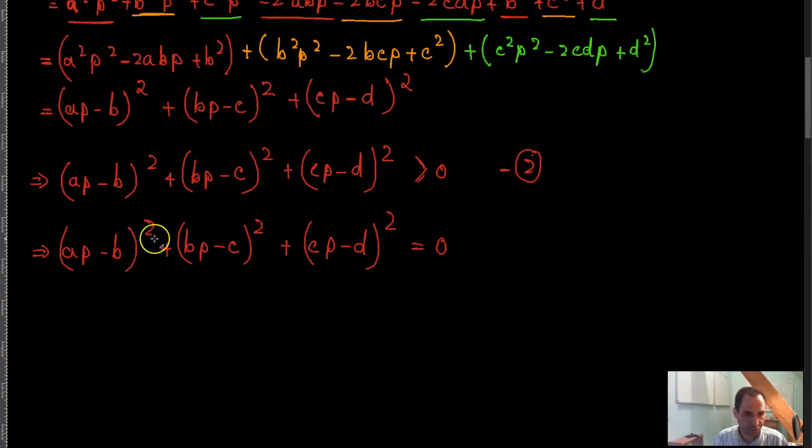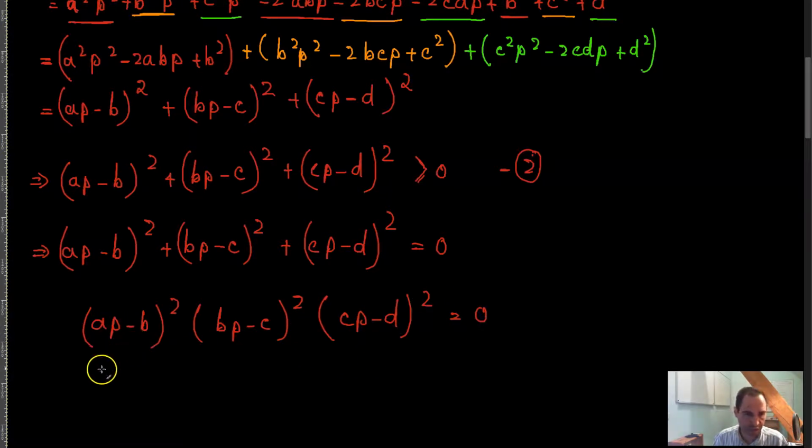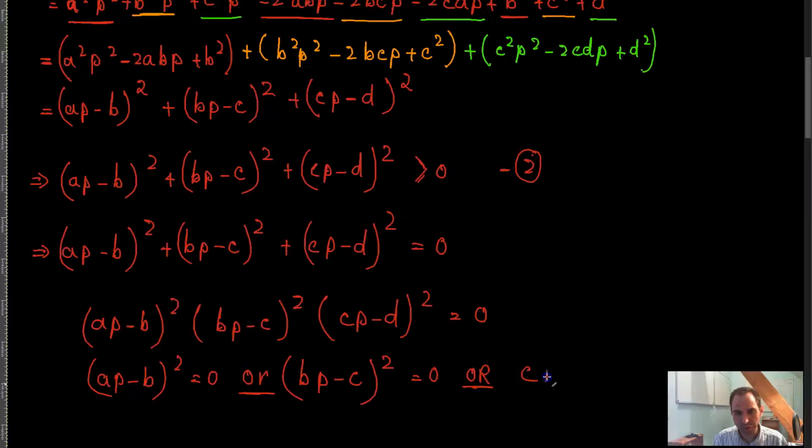So if this was something like, for example, AP minus B raised to the second power times BP minus C raised to the second power times CP minus D raised to the second power is equal to 0, then I would say that AP minus B raised to the second power is equal to 0, or BP minus C raised to the second power is equal to 0, or CP minus D raised to the second power is equal to 0. Meaning that if any of them was equal to 0, then the whole thing would be equal to 0. And for the same reason, I would use the connective OR, because if any of them were true, the whole thing would be true, right?